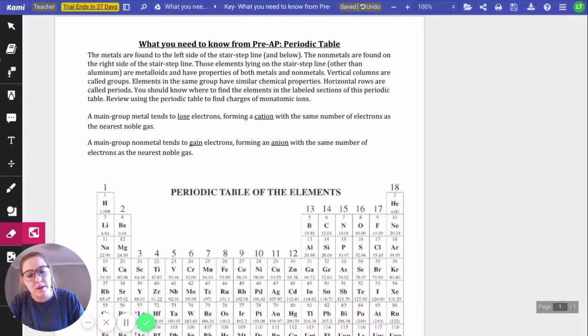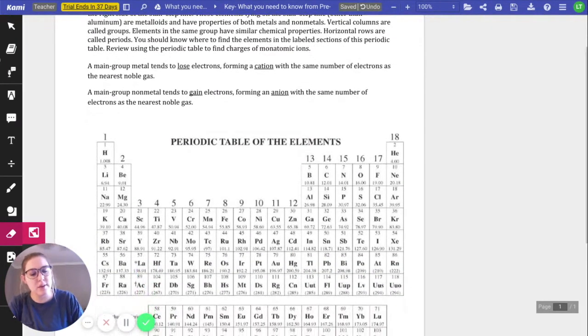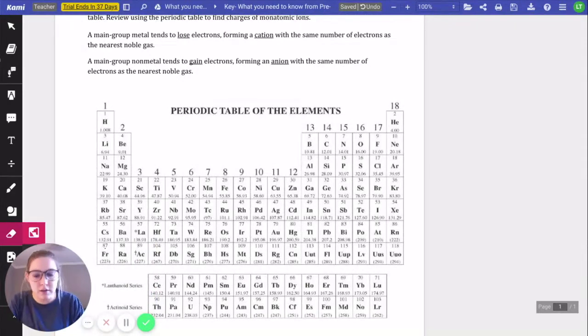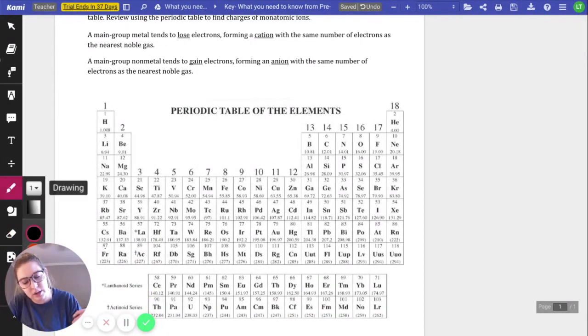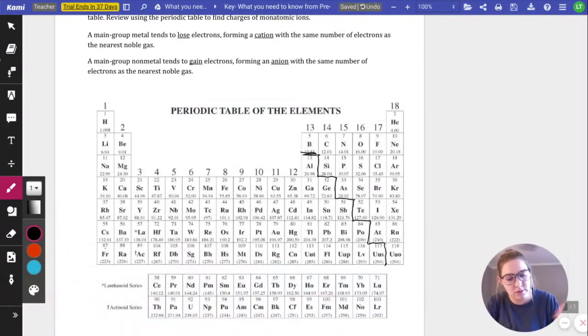So metals are found on the left side of the stair-step line. What you might notice is that the stair-step line is not included on this periodic table, so you need to know where it goes. It starts right under boron and in between aluminum, and then it stair-steps all the way down to the bottom. I'm going to move myself to the other side.